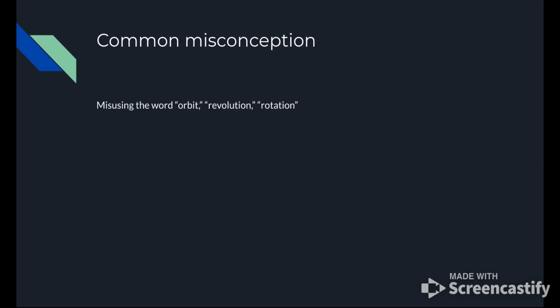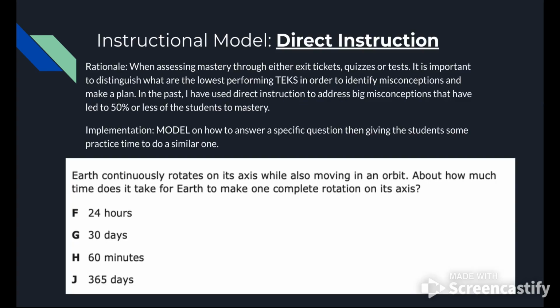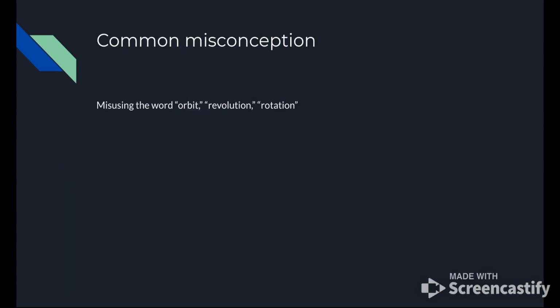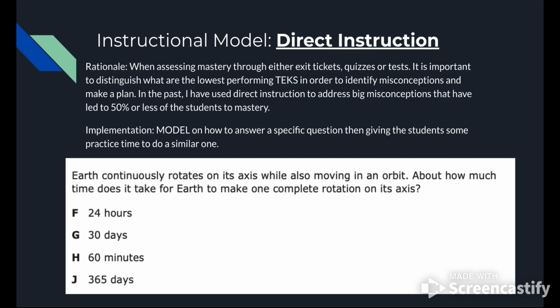And one common misconception when we are talking about Earth's rotation and revolution is just misusing the words orbit, revolution, and rotation. Students often have a hard time, like I said earlier, understanding that the earth is moving and that it's moving in different ways. So when they see a question just like the question that I have here, they immediately think of something really fast, like either a day or 365 days.